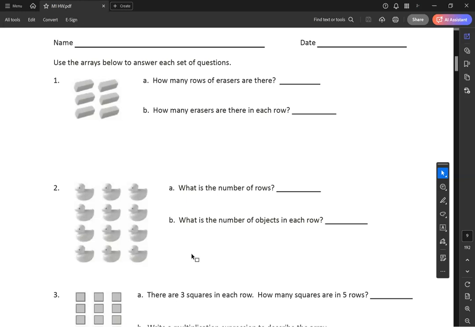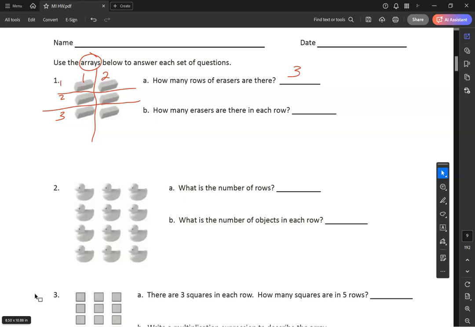All right, here we go. Number one. Use the erasers below to answer each set of questions. A, how many rows of erasers are there? So I have an array. Remember, when we have an array, we have rows and we have columns. So how many rows? We have one row, two rows, three rows, and we have one, two in each row. So how many rows of erasers are there? Three.